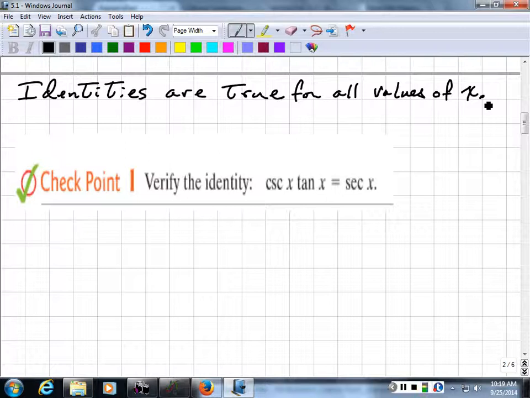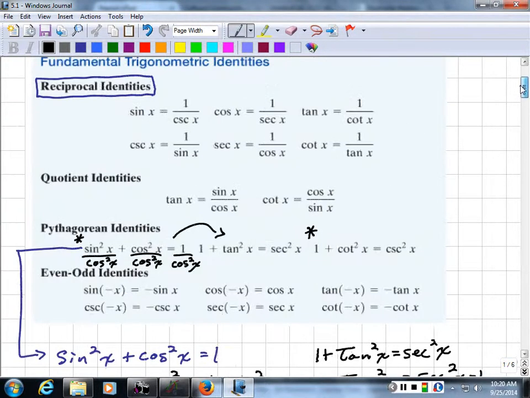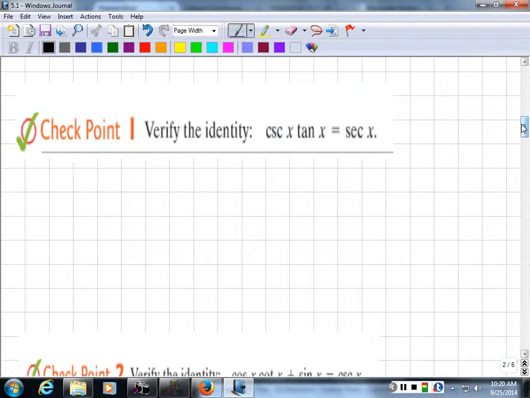Okay? So how do I verify that? Well, basically, I'm going to take the scalpel, the laser, and do some creative cosmetic surgery to one side to make it look like the other side. Okay? That's really all I'm doing. I want to transform one side so it looks like the other side. Math is manipulation. Always. Always has been, always will be. It's all about manipulation. So what I'm going to do is use the fundamental identities that I know, which are these up here, to rewrite this so that I can change the left side into the right side or change the right side into the left side.